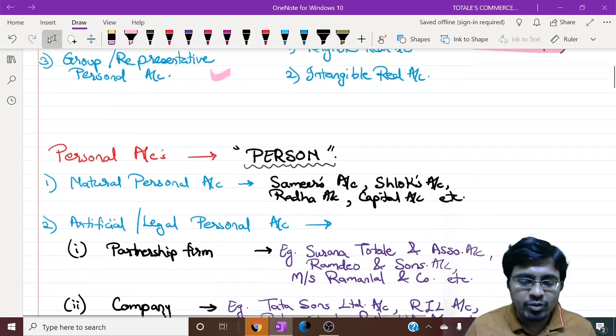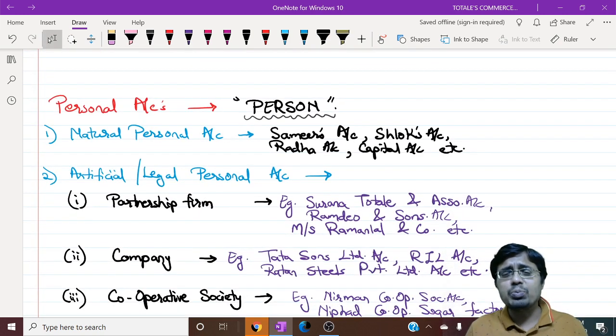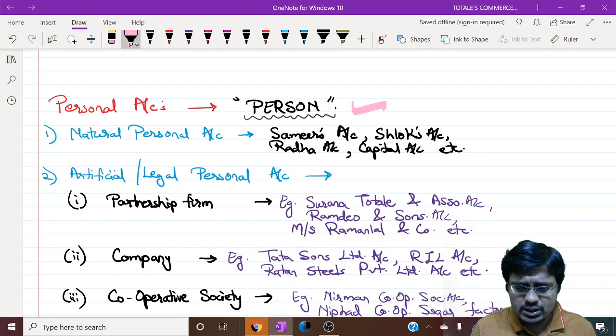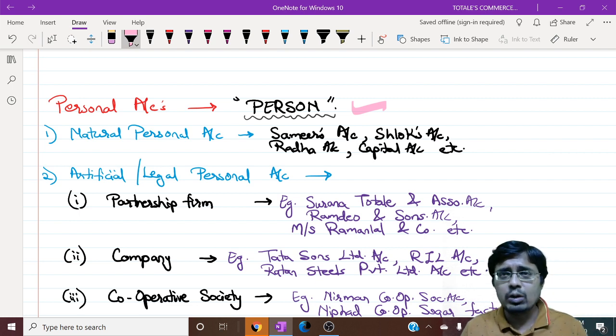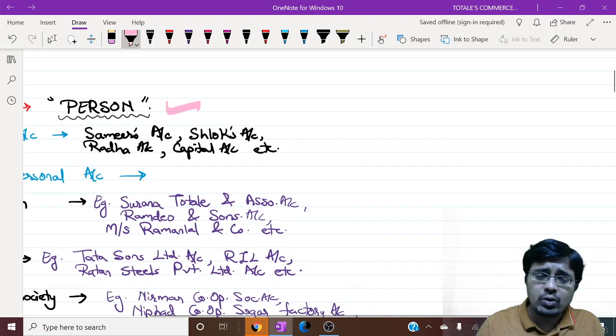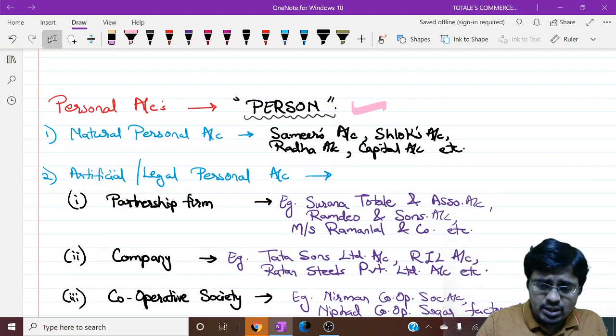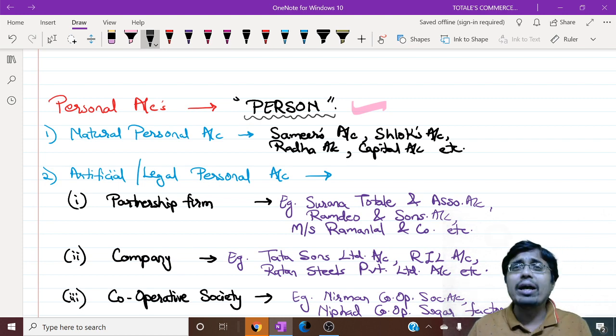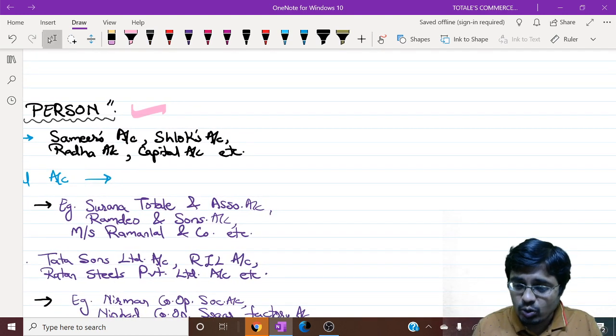So let's move on, friends, with this concept. The first type of account was the personal account. As I said, a personal account deals with a person. The first type is the natural person: Sami's account, Shlok's account, Radha's account, even the capital account. The capital account is also a natural person account. Now why is it a natural person account? Let us have a look at it.